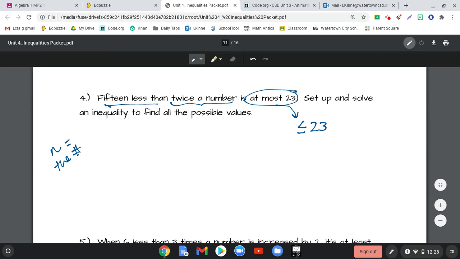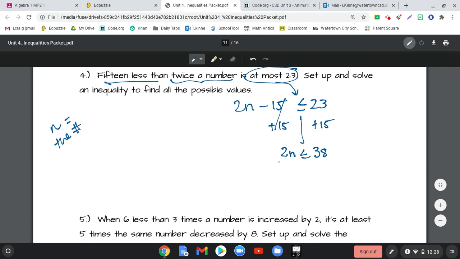15 less than twice a number. So 2n. 15 less than that, minus 15. All right, and then we'll just solve it. Plus 15, plus 15. And again, if you want to try setting any of these up on your own and then checking with me, it's not a bad idea. All that extra practice makes these a lot easier.